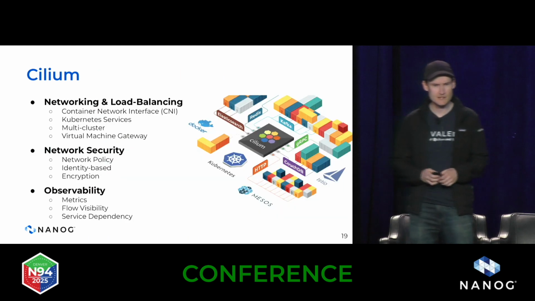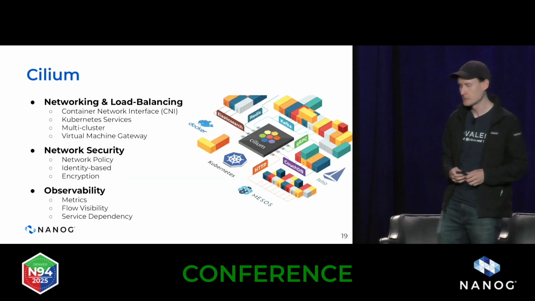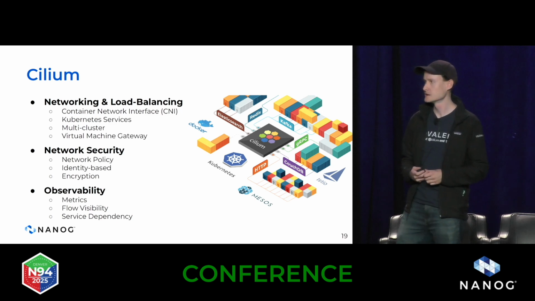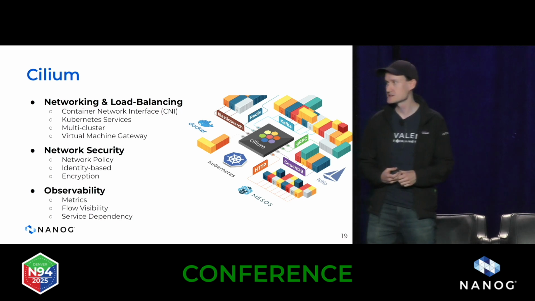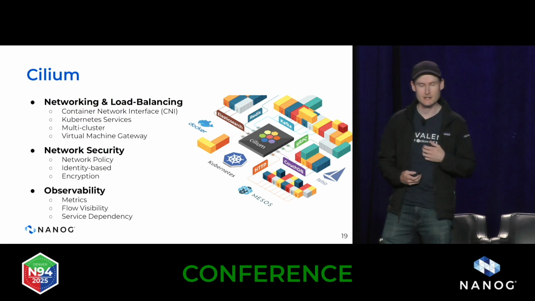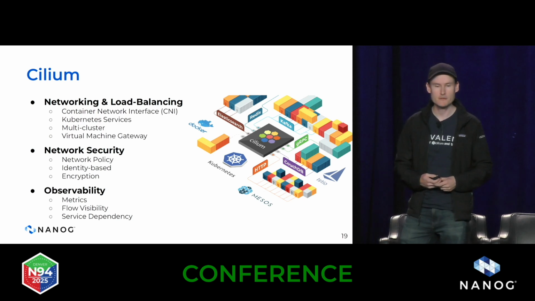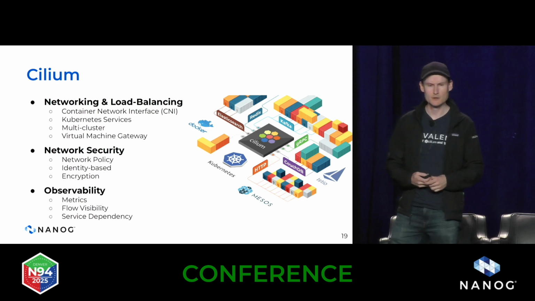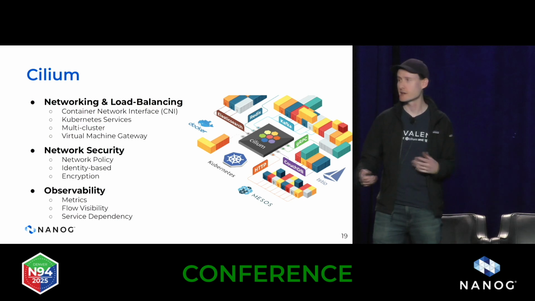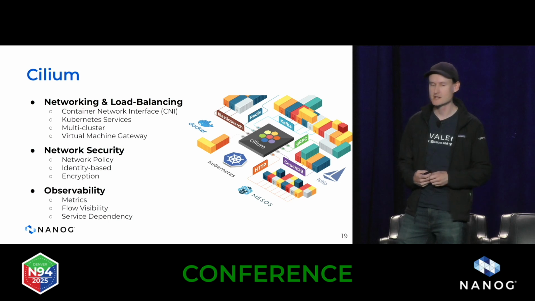Now I want to switch gears a little bit here and talk about Cilium. So Cilium is a network plugin primarily for Kubernetes environments, but generally in the data center. And it's used by all the major clouds in their Kubernetes offerings. So Cilium provides networking, security, and observability functionality.